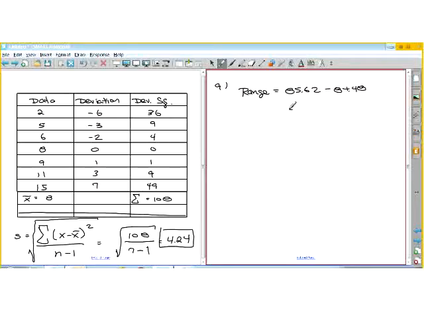We take that difference, 85.62 minus 84.48, and so our range is 1.14. Now the second, so that's part A. Part B is the standard deviation.